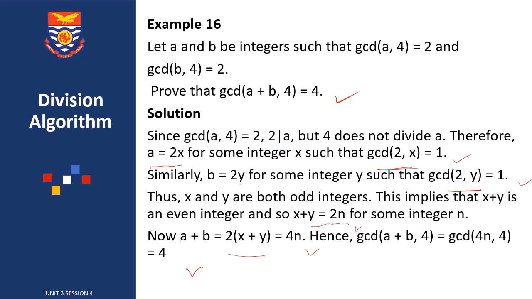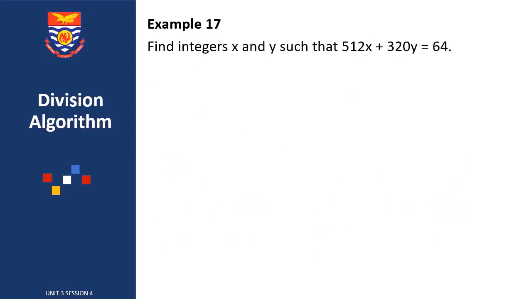Abstract algebra. Great. Example 17. Find integers x and y such that 512x + 320y = 64. Okay, I leave this one. I will do this solution in section 6. That will be the last example in section 6. By section 6, all the theorems and ideas I want to use, I will have captured everything. So I will leave this one and do it in section 6.